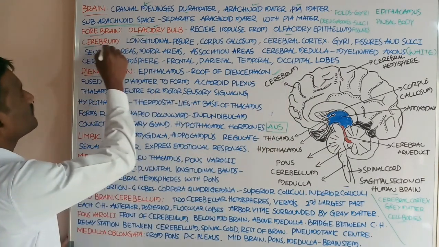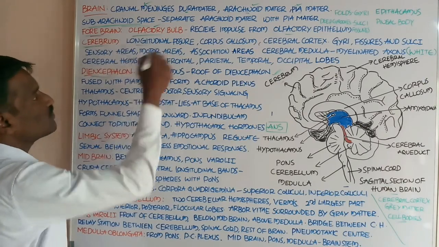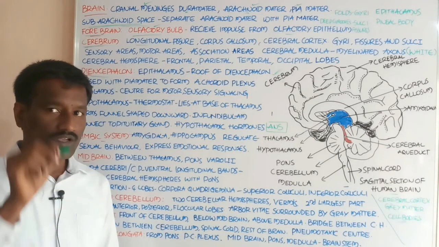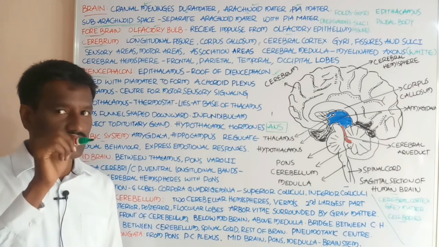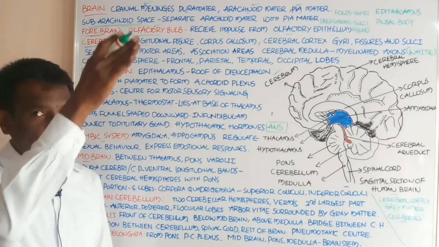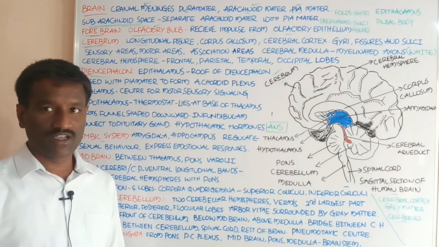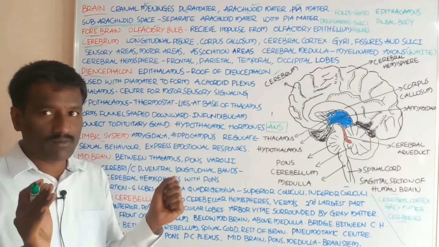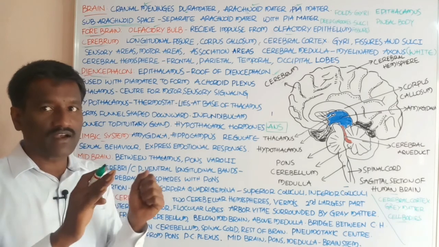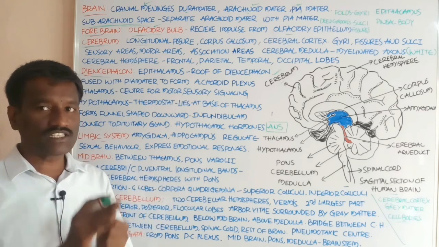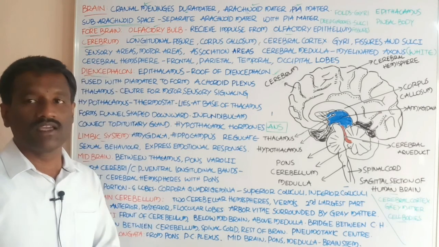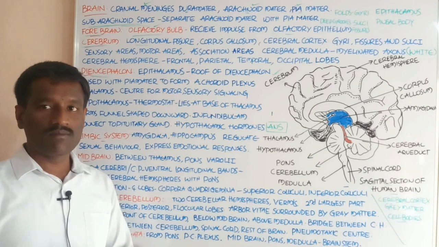Okay students, in the cerebrum, the longitudinal fissure is there. If you observe the region of the cerebrum in the forebrain, a longitudinal fissure is present in the central part of the cerebrum that divides the cerebrum into left and right parts. Each part formed by the longitudinal fissure is called a cerebral hemisphere.